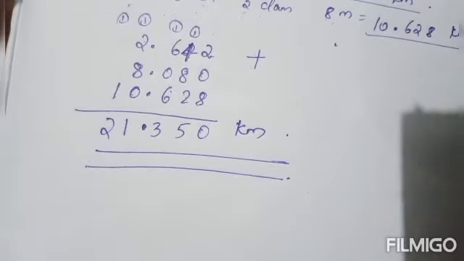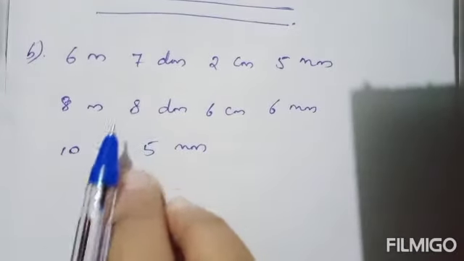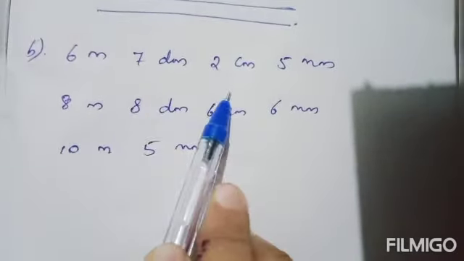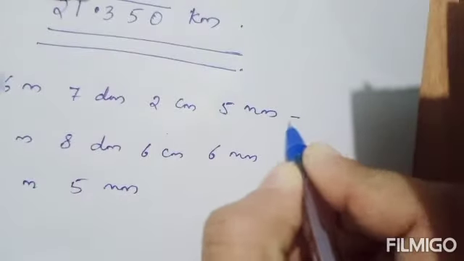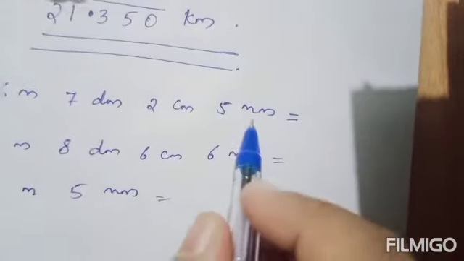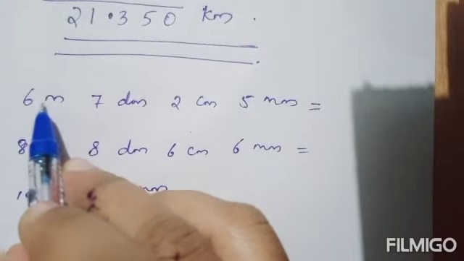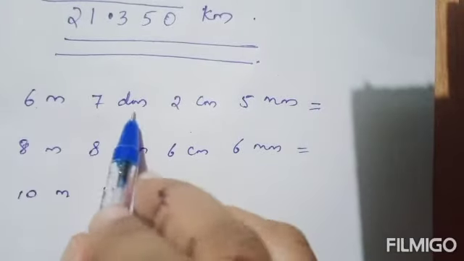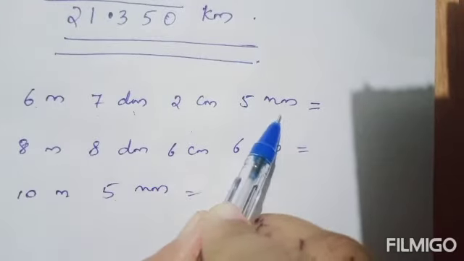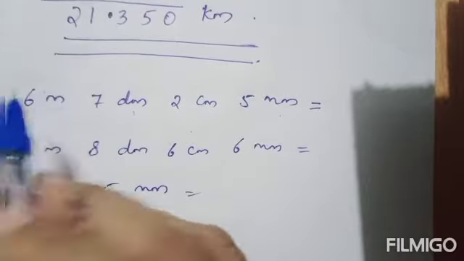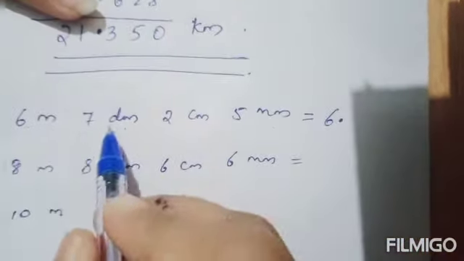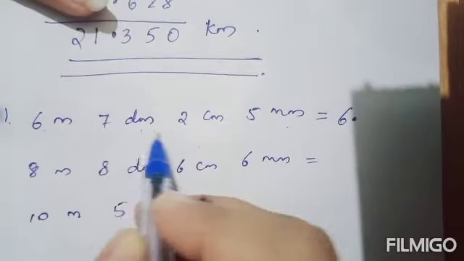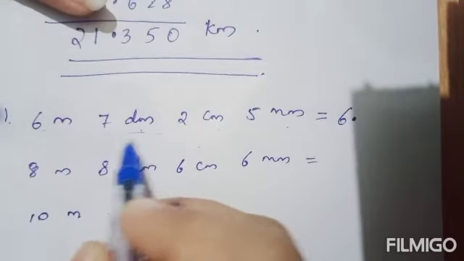Okay. Next B. 6 meter, 7 decimeter, 2 centimeter, 5 millimeter. Okay. First you have to write this in decimal notation. So you know meter will come. Meter, decimeter, centimeter, millimeter. So among these, meter will come before the decimal point. Okay, so 6 point.